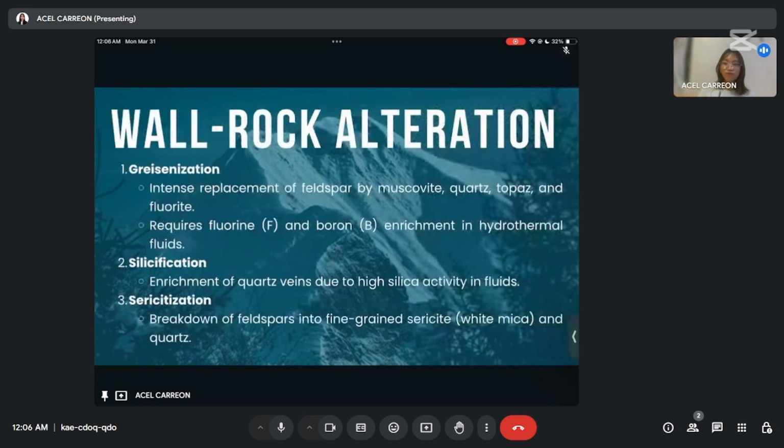For the types of wall rock alteration, we have greisenization, which is the intense replacement of feldspar by muscovite, quartz, topaz, and fluorides. It requires fluorine and boron enrichment in hydrothermal fluids. Silicification is the enrichment of coarse veins due to high silica activity, and sericitization is the breakdown of feldspar into fine-grained sericite.